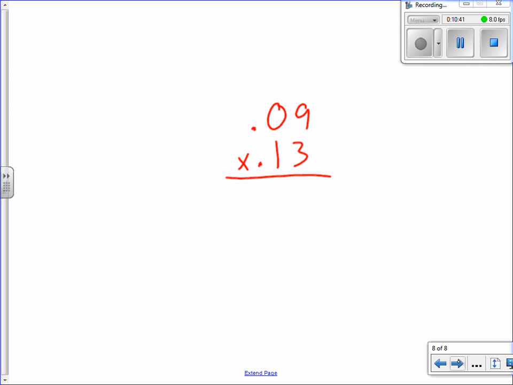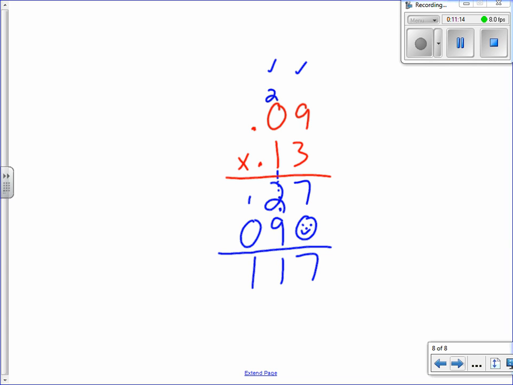Okay, let's look at another problem here that we talked about in class. 9 hundredths times 13 hundredths. A little trickier. Okay, in this case, my decimals are lined up only because my digits are lined up there, and that's the way the decimals just happen to be. 3 times 9 is 27. Carry my 2. 3 times 0 is 0. My 2 is there. 1 times 9 is 9. Remember, since I'm starting from the 1, I go right under the 1 and put my place value 0 there. 1 times 0 is 0. I have 7, 9, 10, 11. Carry my 1, 1. I have 117.